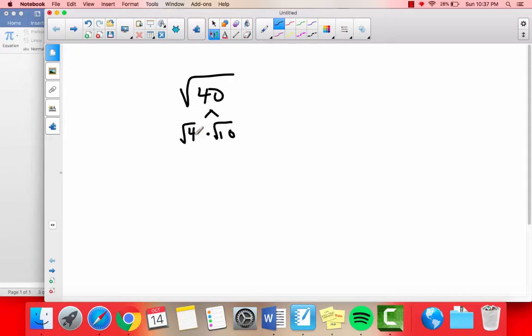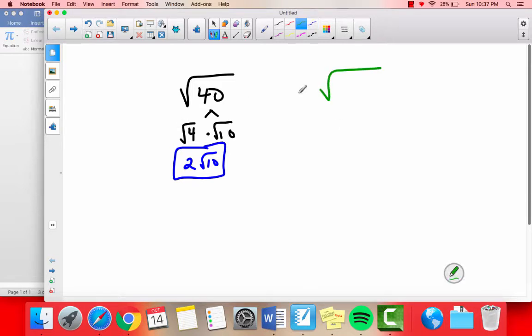And what you notice is that square root of 4 is a perfect square. So I can reduce this to a 2, and I cannot break up the 10 or reduce it anymore, so I'm going to leave it as root 10. So 2 root 10 is the reduced version of the square root of 40. And we can do that with almost any number that can have a perfect square go in it.